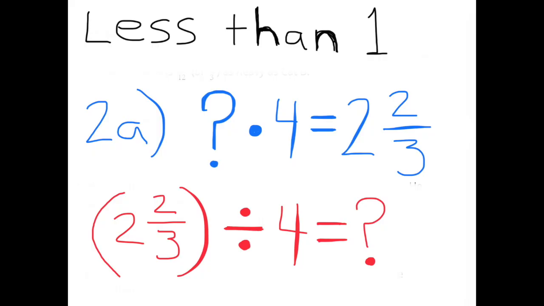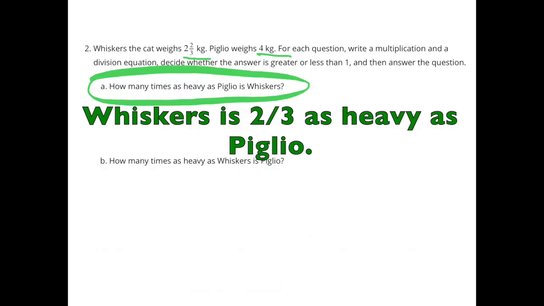The multiplication equation would be what number times 4 equals 2 2/3, and the division equation would be 2 2/3 divided by 4 equals what number? Whiskers is 2/3 as heavy as Piglio.